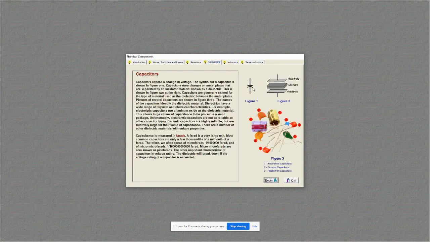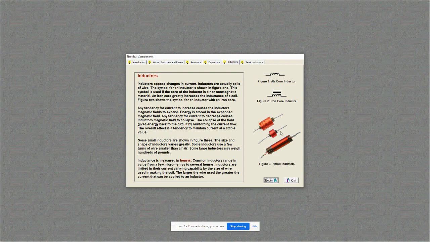Then you have your capacitors. Here's the symbol for a capacitor. Here are all the different shapes that capacitors can be in. Then we have your inductors. You've got two types. You have air core, which looks like this, the fist. And then you've got the iron core, the fist with the two lines. The two lines indicate that it's wrapped around iron.